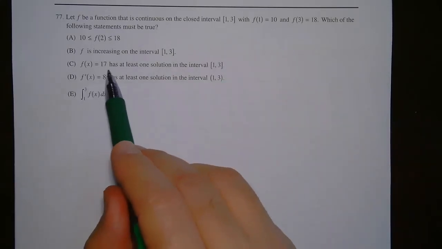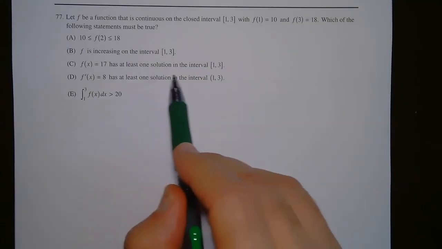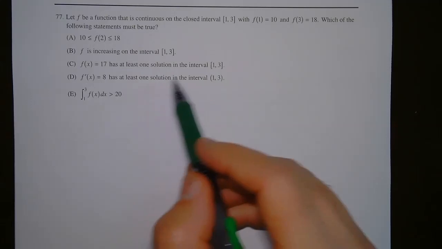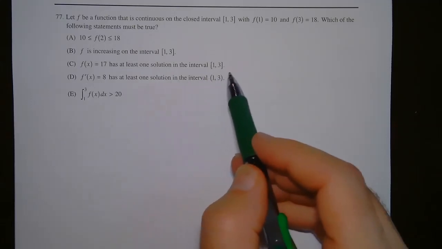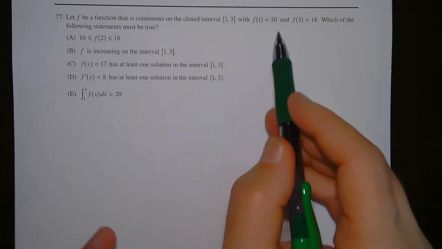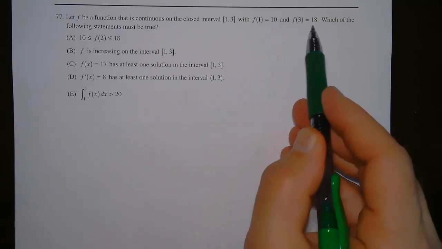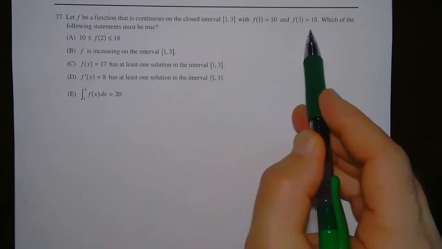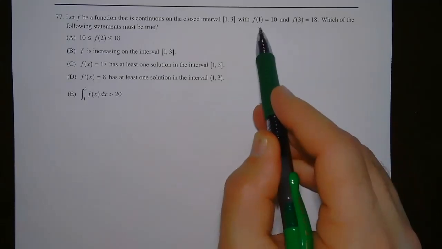So f of x equals 17 has at least one solution on the interval. That means the function has to take on the value of 17 for one number between 1 and 3. That's true. That's the intermediate value theorem. So we have 10 and 18. We have to hit every intermediate value in between, and where that's happening is for an x value between 1 and 3.